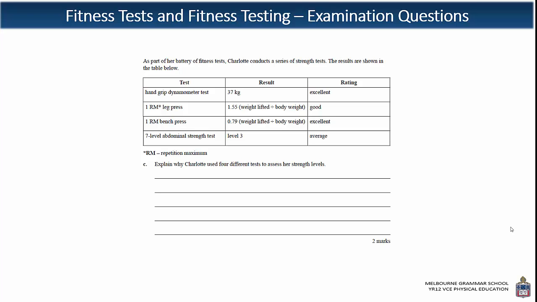The question here asks why Charlotte used 4 different tests. And if you look at them, we're looking at hand grip, leg, bench and abdominals, you'll see that we're testing different muscle groups.